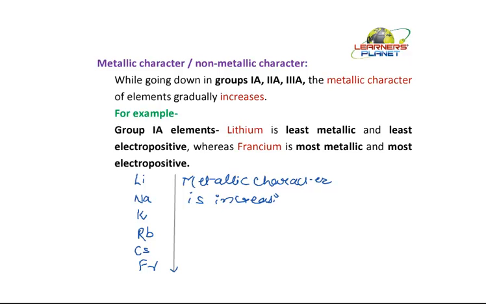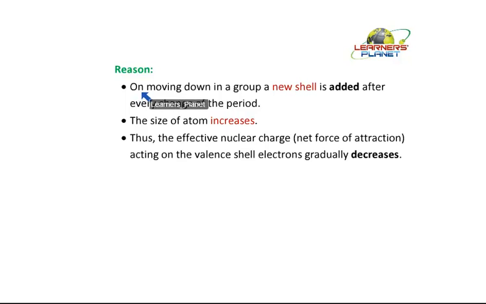I'll tell you the reason of this. So lithium is the least metallic, okay? So here, first element and least electropositive, whereas francium is most metallic and most electropositive. So let's see why this happens. What is the reason behind this? What is happening on moving down in a group?